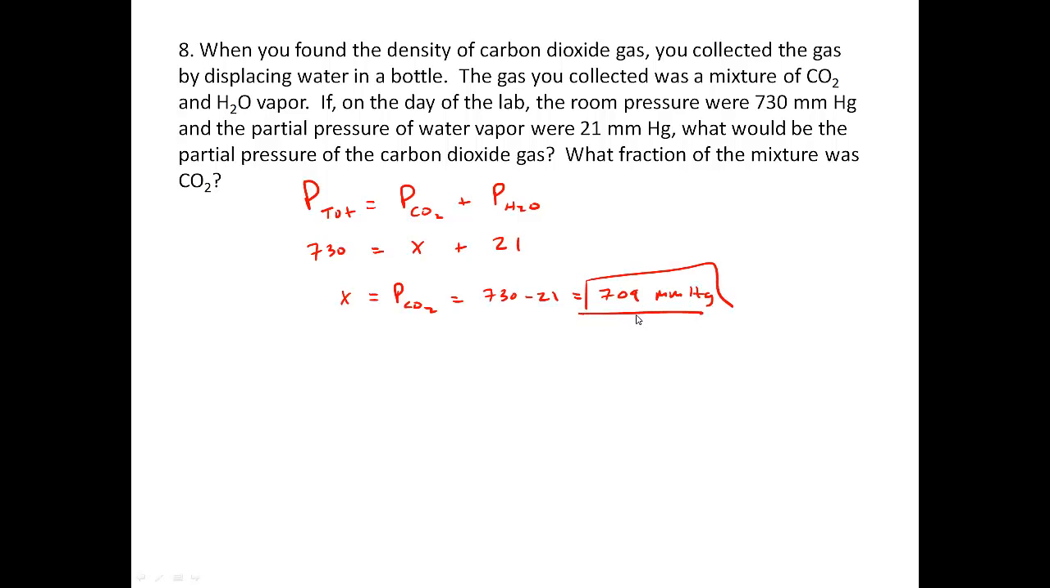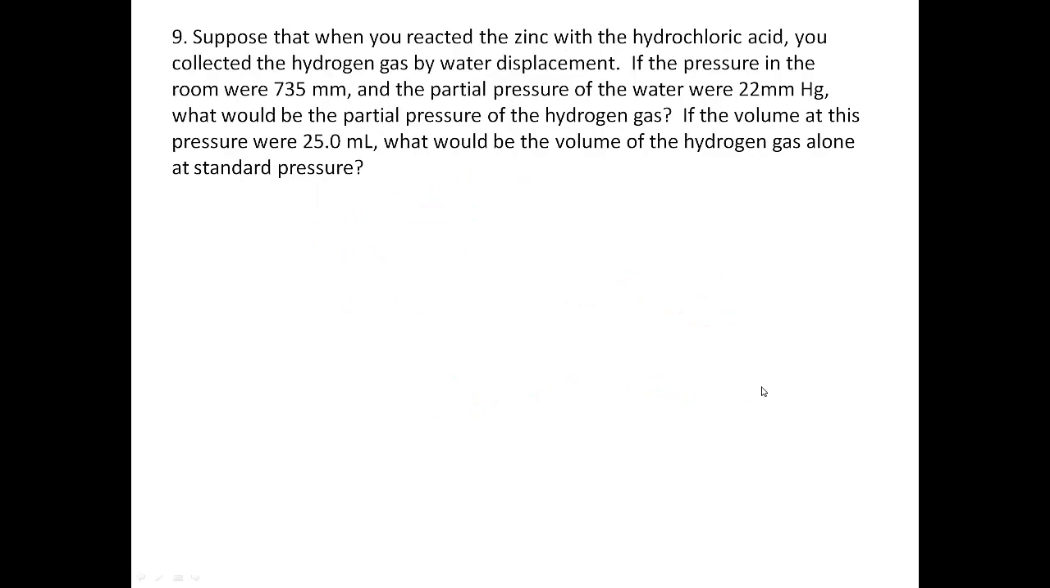What fraction of the mixture was CO2? Well, let's just take 709, put it over 730, multiply it by 100%, and we're talking 97% CO2 in that mix. Last up, we got a reaction, zinc and hydrochloric acid, collect the hydrogen. We've got some water pressure, we've got a total pressure, partial pressure of the hydrogen gas. The volume at this pressure was 25 mils.